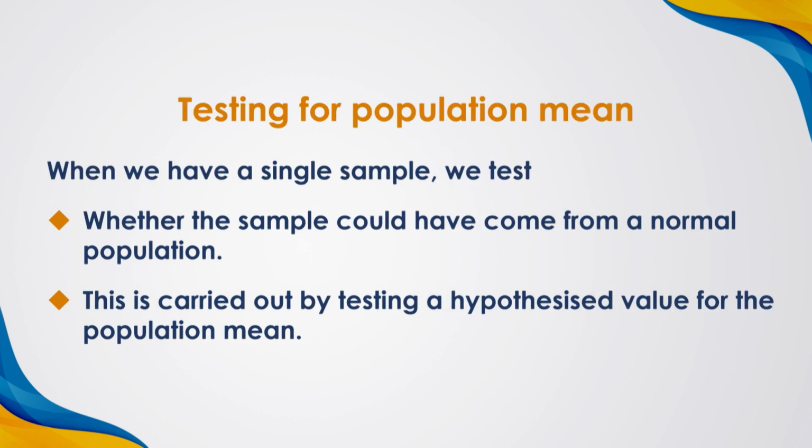Testing for population mean: when we have a single sample, we test whether the sample could have come from a normal population. This is carried out by testing a hypothesized value for the population mean.